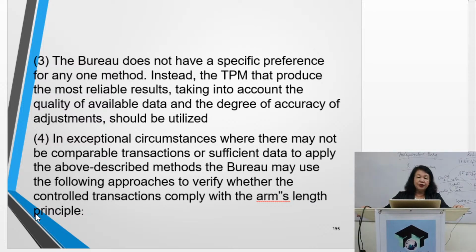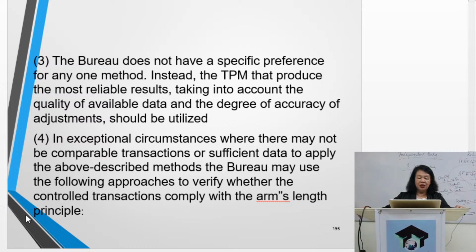So we cannot afford to recommend the best transfer pricing method because it has to be made considering the circumstances of the case, no? So ayaw nila magbigay na recommendation, no? So the transfer pricing method that produces the most reliable results, taking into account the quality of available data, no? So ano ba yung available data mo na nandyan? And the degree of accuracy of adjustments should be utilized, no?